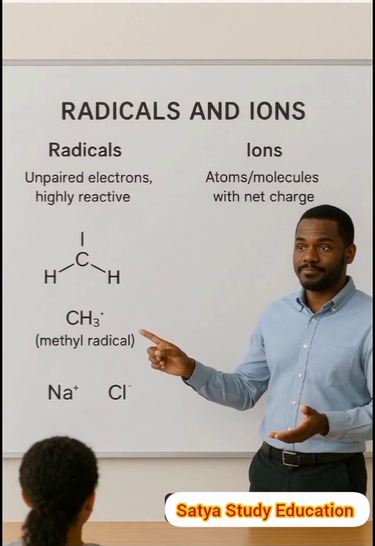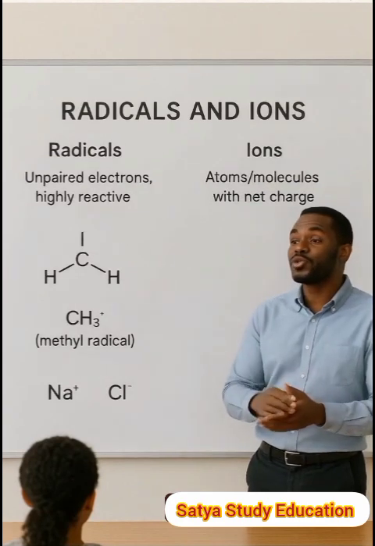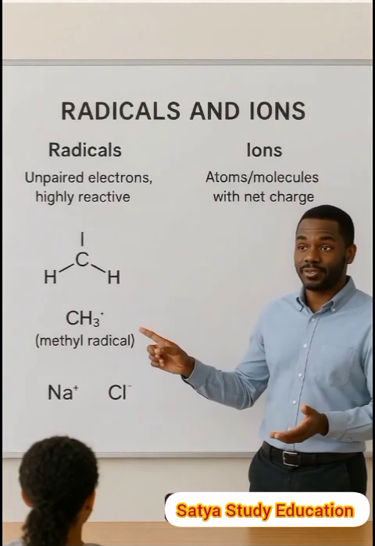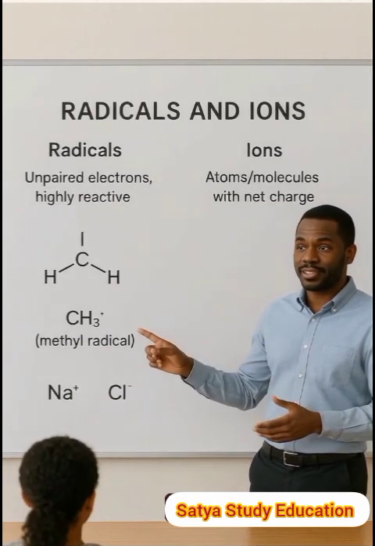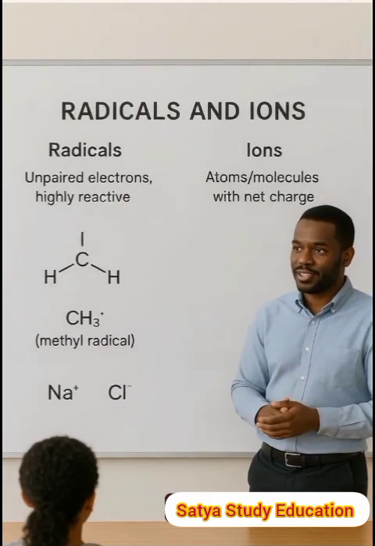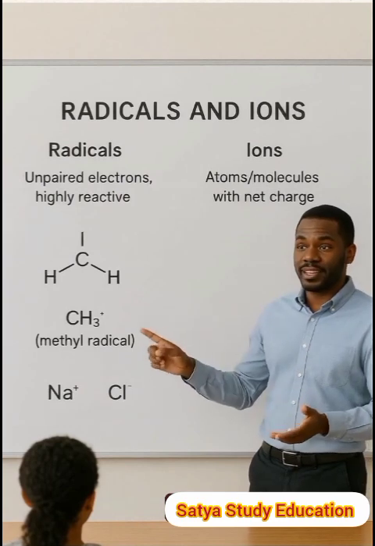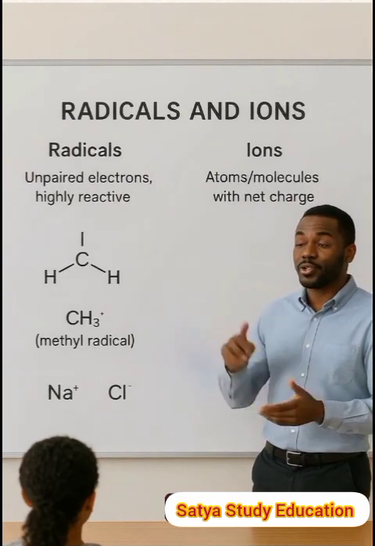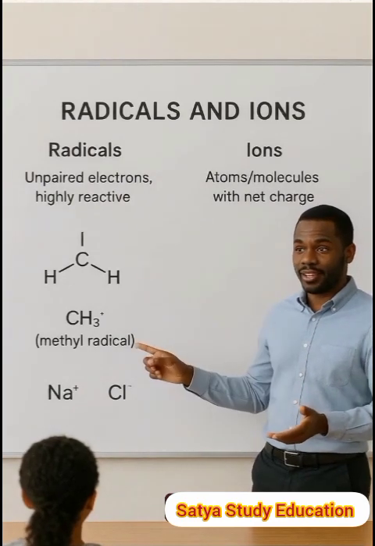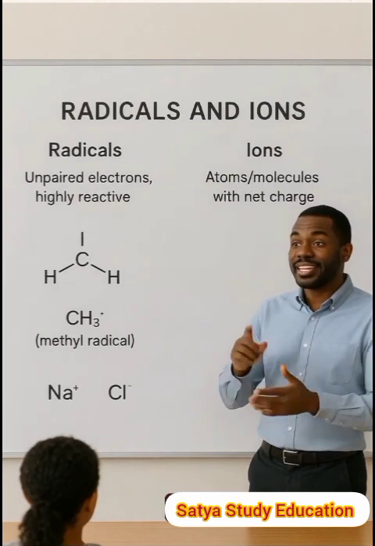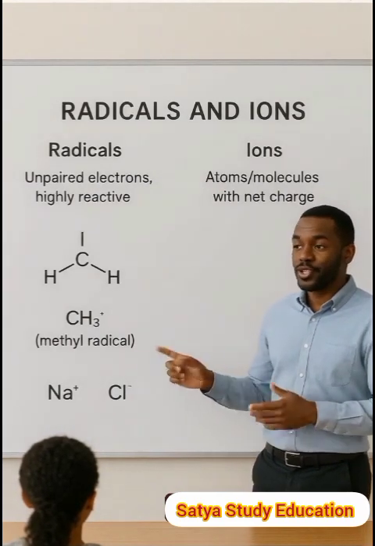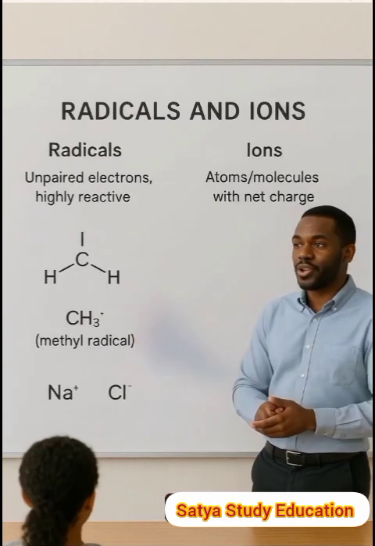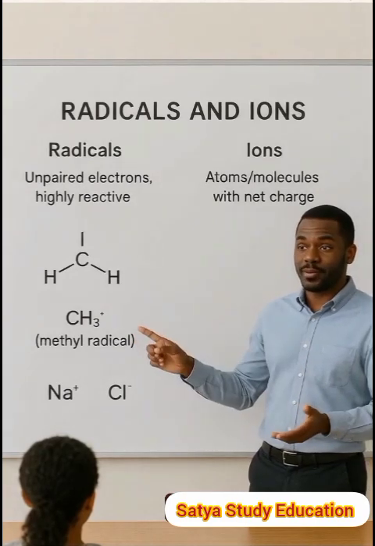Radicals and ions. Radicals are atoms, or groups of atoms, with unpaired electrons. That unpaired electron makes radicals highly reactive in reactions. Ions are different. They're atoms or molecules that have gained or lost electrons. Lose electrons? You form a cation, a positive ion. Gain electrons? You form an anion, a negative ion. So radicals are neutral but unstable, while ions are charged and more stable.